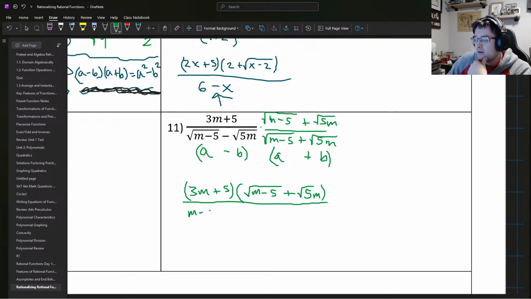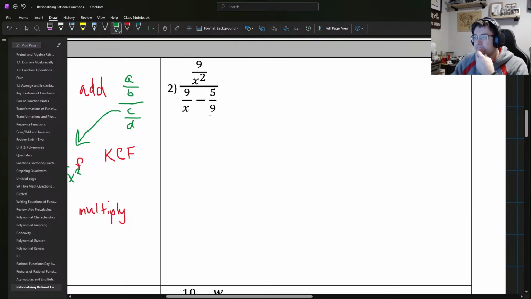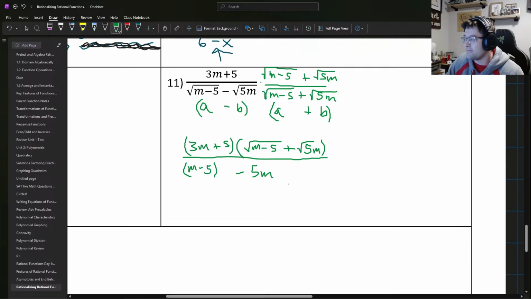Our m minus 5 is going to result from multiplying our two a's together, and then minus 5m, square root of 5m squared will be just 5m, and we're done. So it's not anything too wild. It seems like it's the craziest expression you've ever seen. Honestly, the ones at the top will probably be a little trickier because there's adding and subtracting and multiplying and dividing to do. So these are really just a formality. I hope you see them that way.